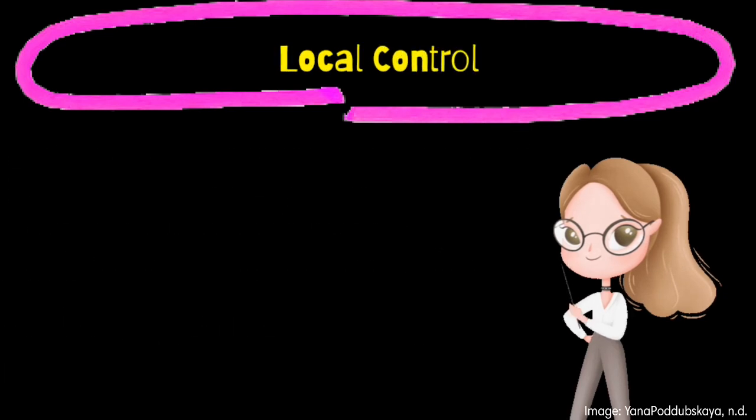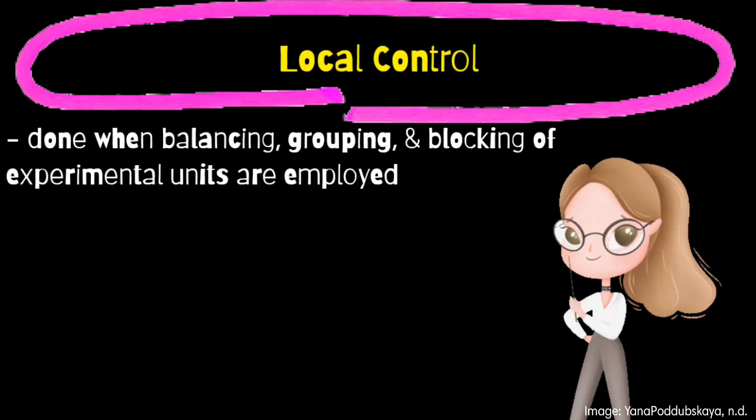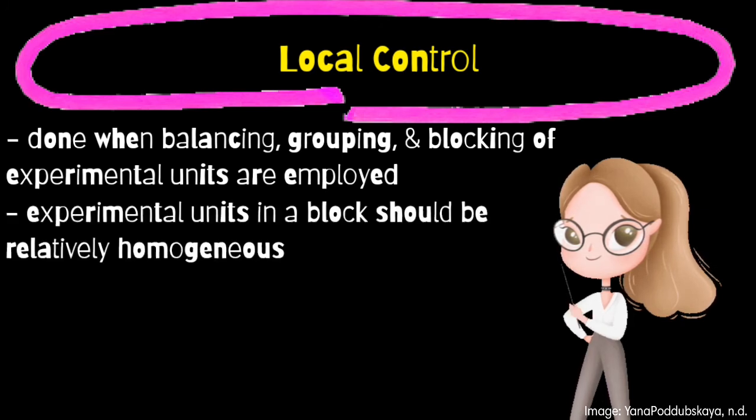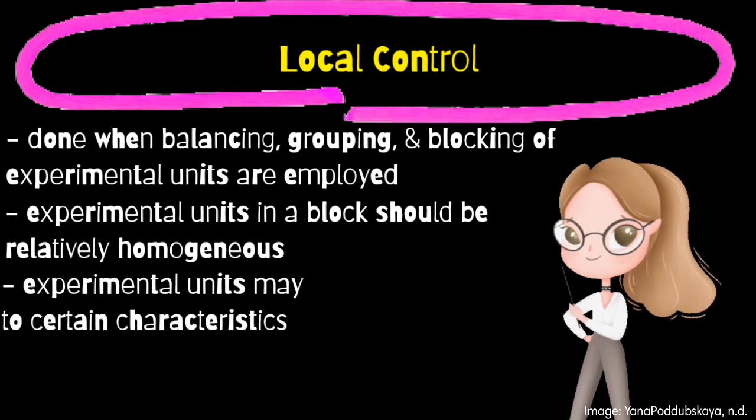Local control is done when balancing, grouping, and blocking of experimental units are employed in the adaptive design. Experimental units are allotted to a block in such a manner that the units within the block are relatively homogeneous. Experimental units may be blocked according to certain characteristics such as height, age, weight, gender, grade level, pH level, and so on.